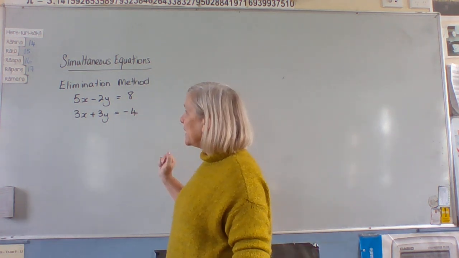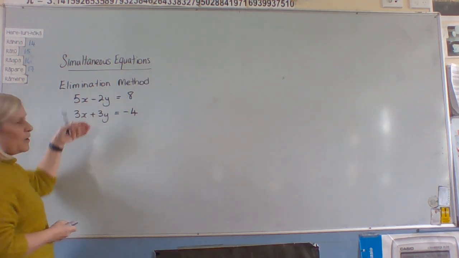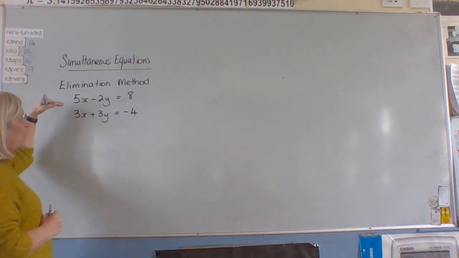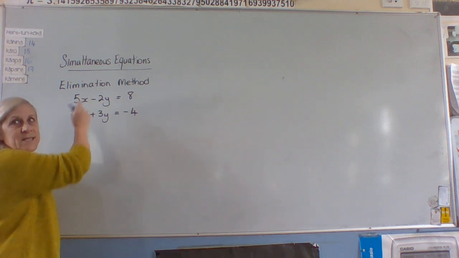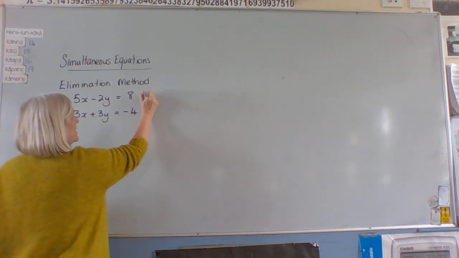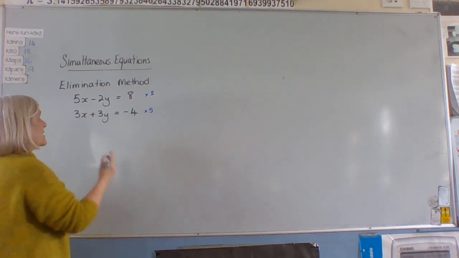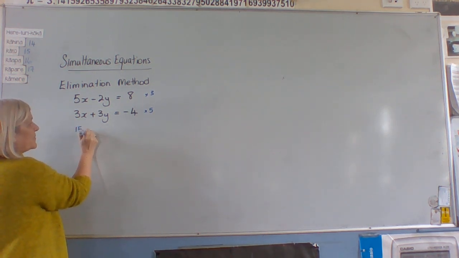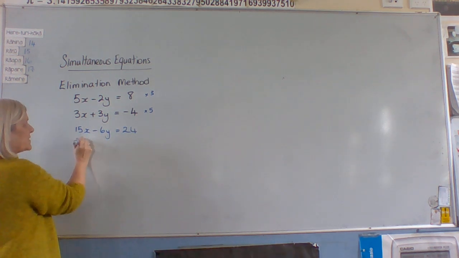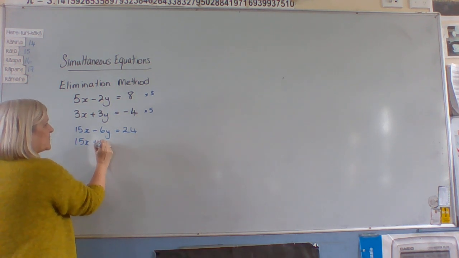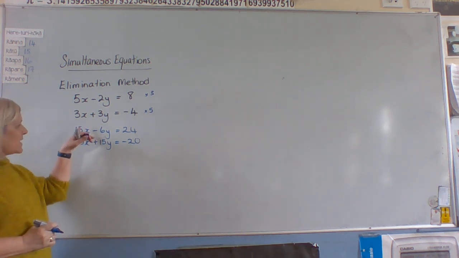So if we do it here, we are trying to get rid of either x or y. At the moment, they're not very nice to each other. So we want to multiply both of them by something to enable us to have either the same amount of y's or the same amount of x's. So I'm going to multiply this one by 3 and this one by 5 just because. It doesn't matter which way you do it, it will still end up with the same answer. So I'm going to now have 15x minus 6y equals 24 and 15x plus 15y equals negative 20. All right? Now I've got the same amount of x's.